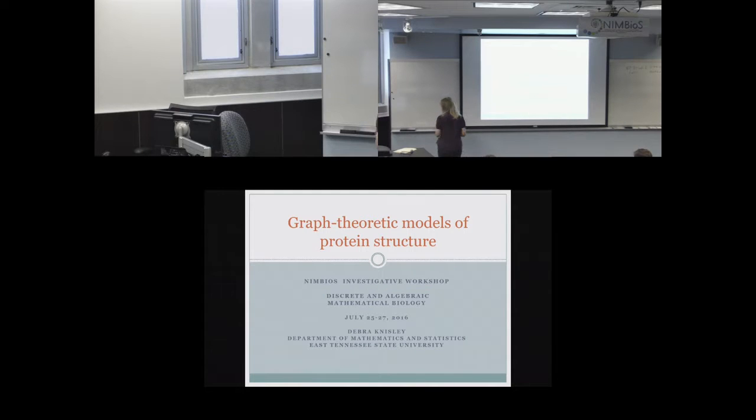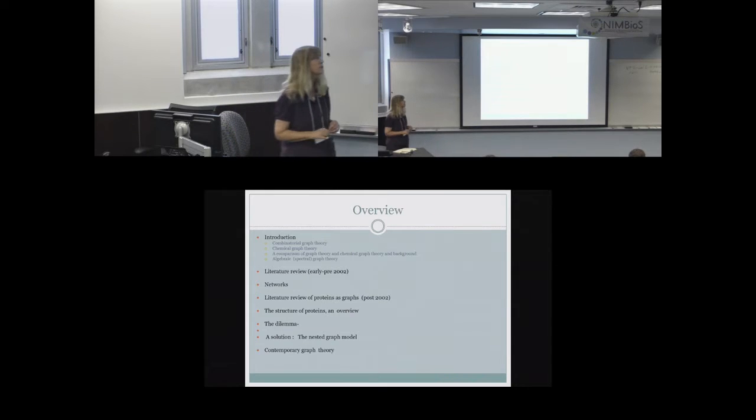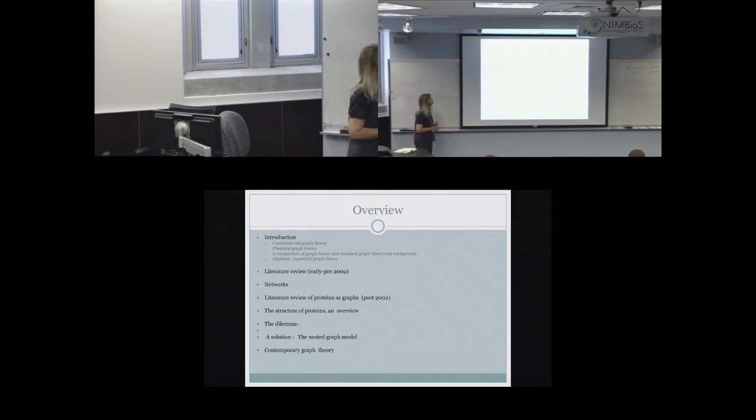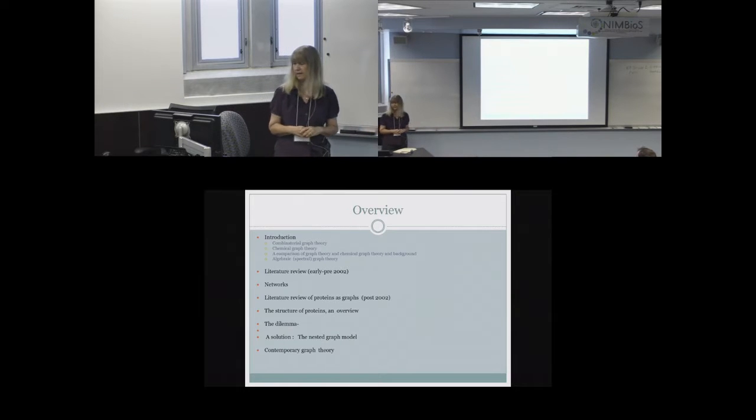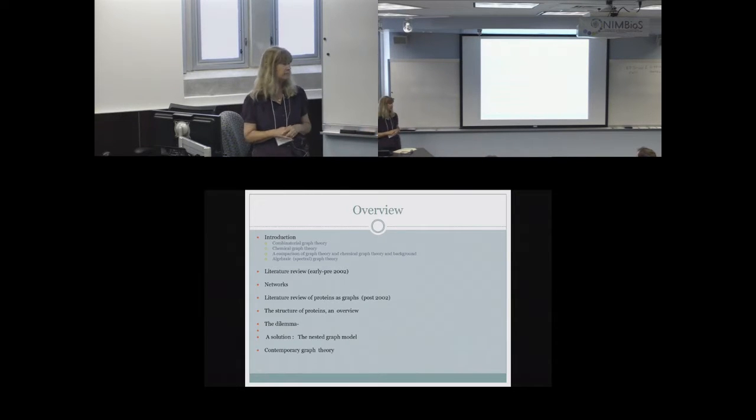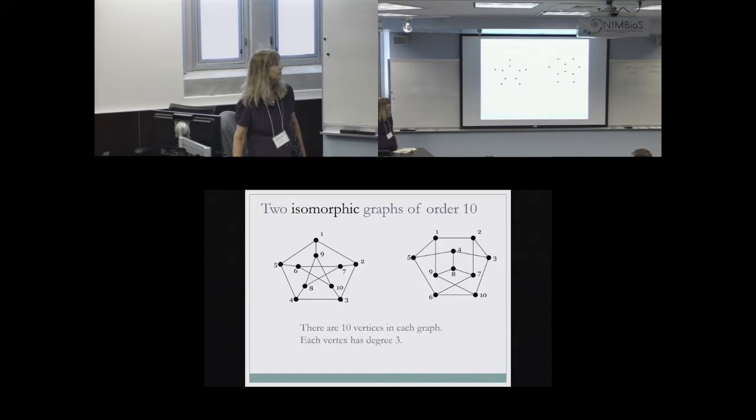I'm going to be talking about graph-theoretic models in protein structure. First there'll be an overview of all the different kinds of graph theory and a bit of a literature review with respect to the graph theory that we've seen, networks and more literature review, and then we'll have a primer on proteins so that we're all on the same page. And then the dilemma that we face and a possible solution. That's going to overview the talk.